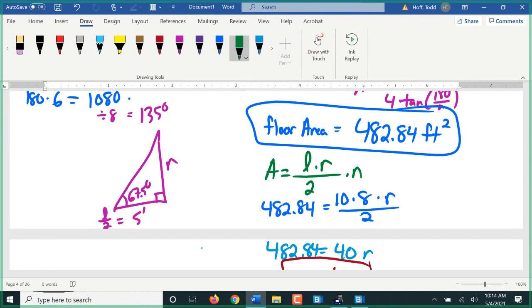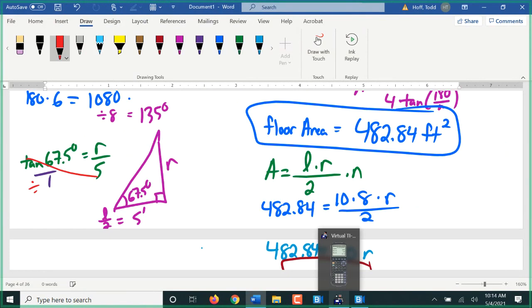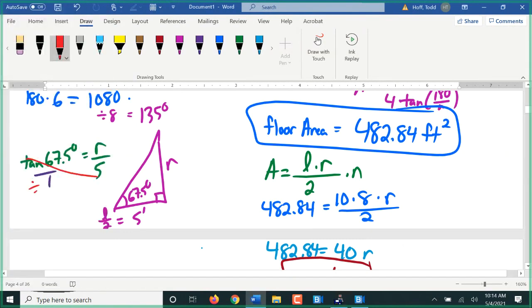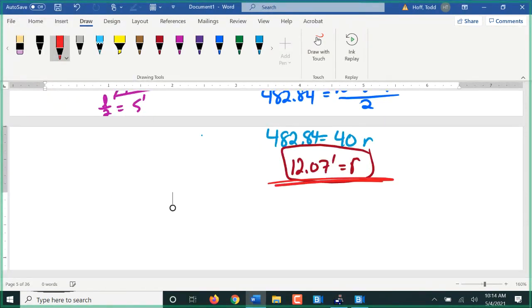So r could be found using the tangent: tangent of 67.5 degrees equals r over 5. Put that over 1, and I can cross multiply and divide. So 5 times the tangent of 67.5 degrees gives us 12.07. So we get that same length for r no matter how we go about finding it. So r is 12.07.